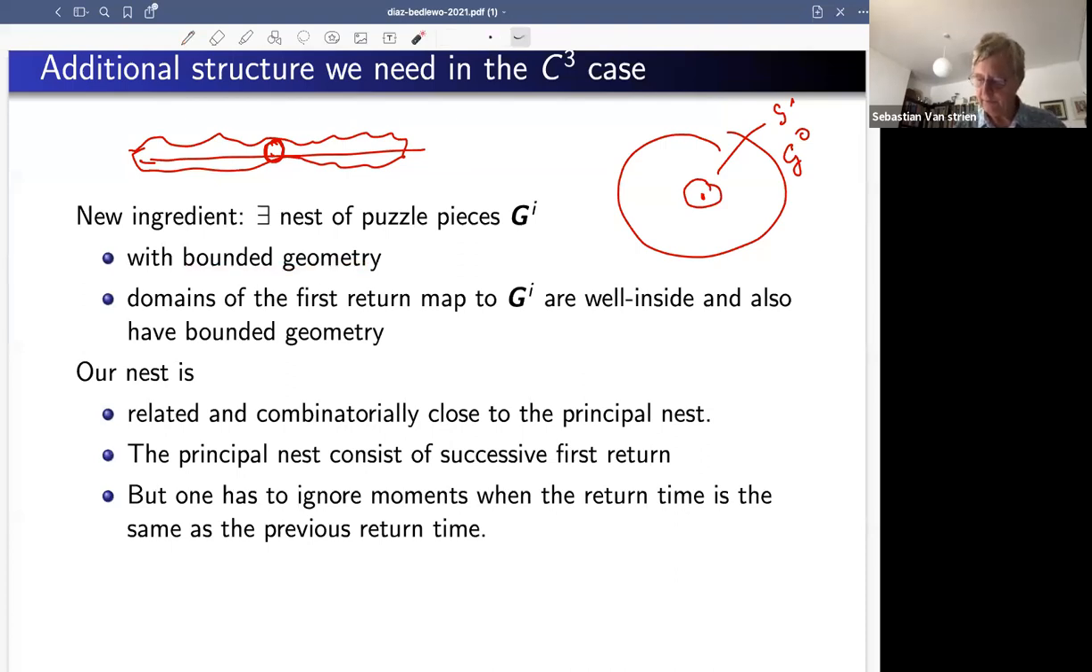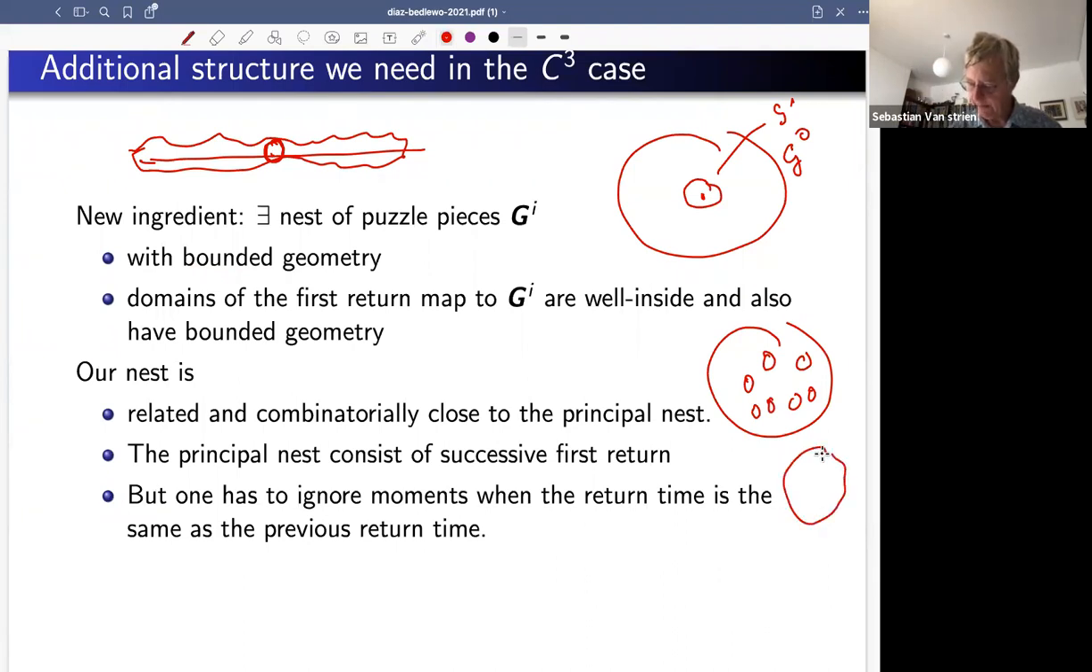And also what I want is that if I take such a piece, the G_n have the property that if I take the first return map, these first return components also have this property of bounded geometry. And moreover, they are well inside. By well inside, I mean that I have some modulus bound. If I pick one of these pieces and I take the modulus of the difference, that's uniformly bounded from below. So I can't have a big piece close to the boundary. The pieces really need to shrink in a very precise way.